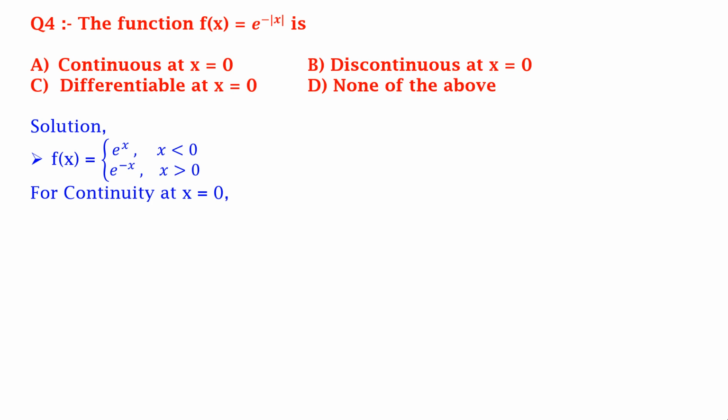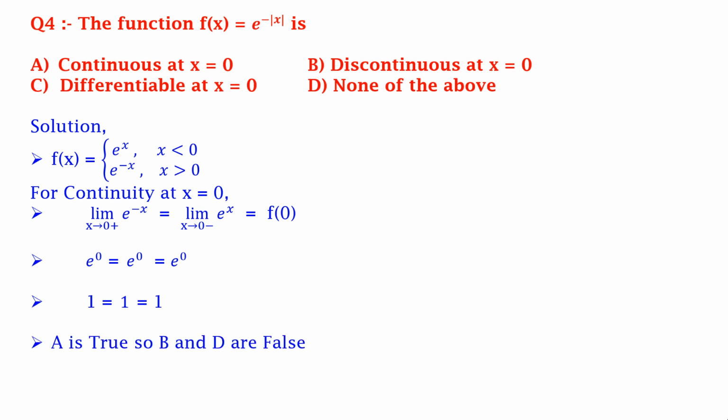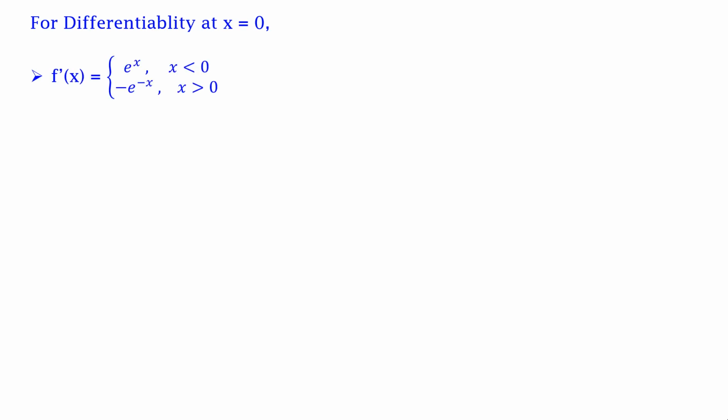For continuity at x equals 0, the limit x tends to 0 plus e raised to minus x should be equal to limit x tends to 0 minus e raised to x should be equal to f of 0, which gives us e raised to 0 is equal to e raised to 0 is equal to e raised to 0, that is 1, 1 and 1. So f is continuous, therefore option A is true and B and D are false. Now we check for differentiability at x equals 0.